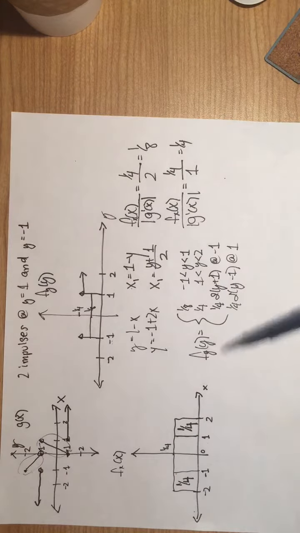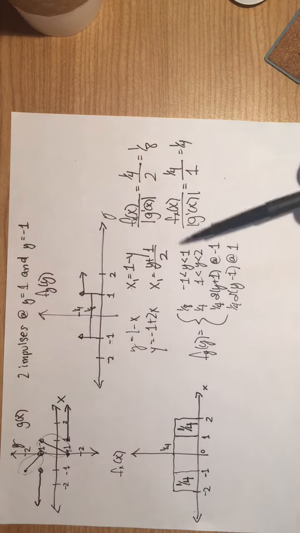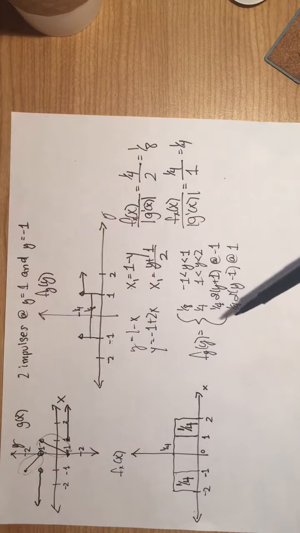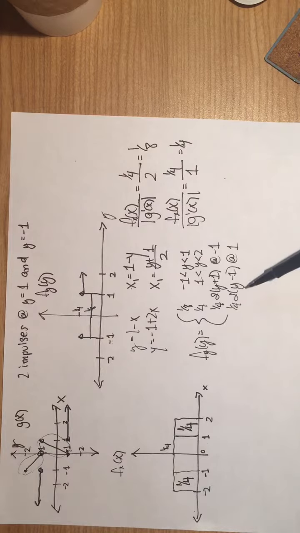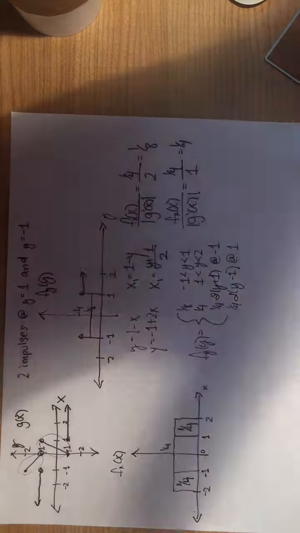Okay, I did a little summing up here. Little f of y equals 1/8 from -1 to 1, 1/4 from 1 to 2, 1/4 times the delta of y plus 1 at -1, and 1/4 times the delta of y minus 1 at 1. Sorry, this is 1/4 times the delta of y plus 1 at -1. I'm sorry if I misspoke that before.